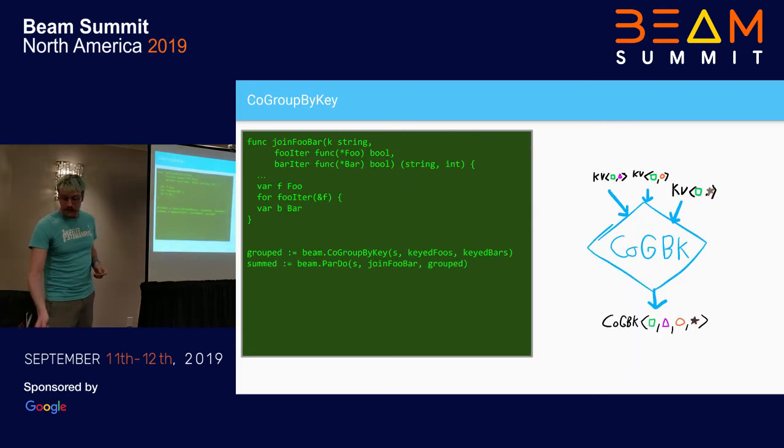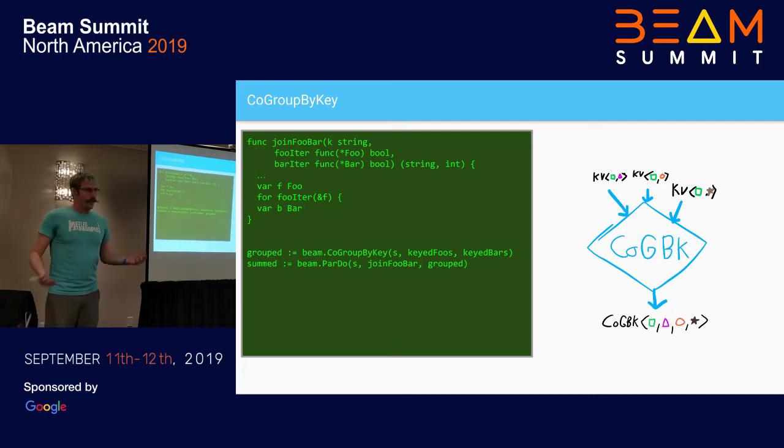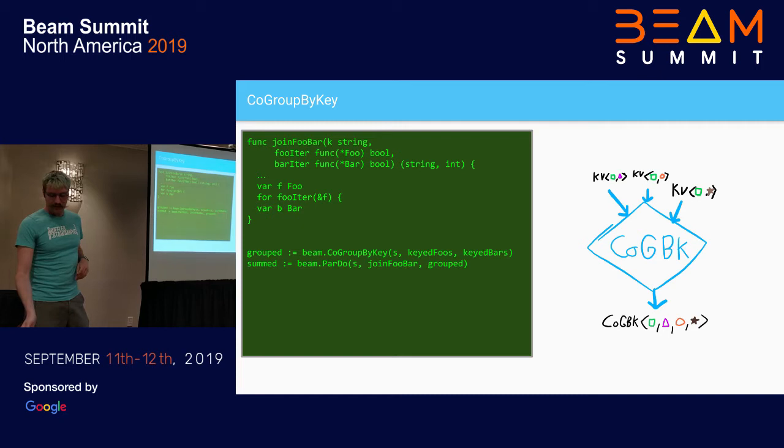CoGroupByKey, also very similar, takes in any number of iterator functions that match the values. This is where I have the lovely diagram, hopefully making a little clearer what CoGroupByKey does. But it takes in any number of KV pairs, or PCollections of KVs, that all have matching key types, and then produces a CoGroupByKey type that leads with the key, and then has the same number of value iterators on the side afterwards. And your DoFn here that processes the KVs gets all the values associated with that key. And you specify that by just running a CoGroupByKey and then having the appropriate ParDo afterwards.